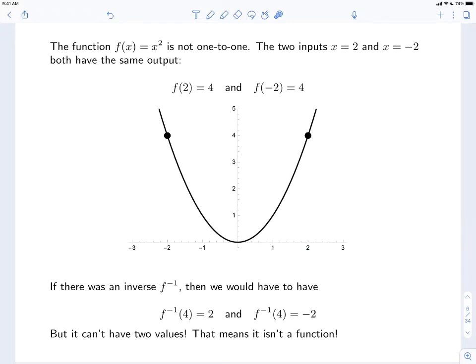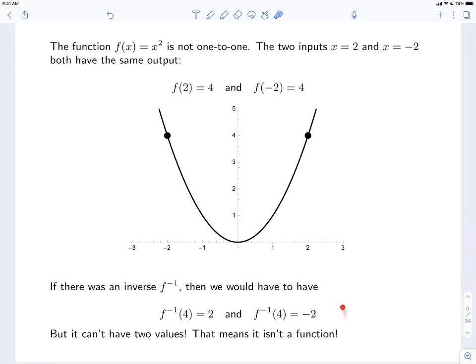If there was an inverse, f inverse, then we would have to have that f inverse of 4 was equal to 2 and f inverse of 4 was also equal to negative 2. But it can't have two values. If one input has two output values, then it's not a function. Remember what a function does. It's a rule. It takes one input and gives you one output.